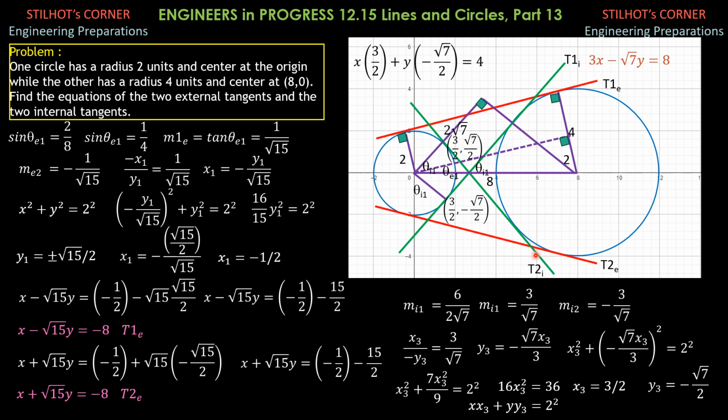For the internal tangent 2, remember the point of tangency here is 3 halves comma positive square root of 7 over 2. So x times 3 halves plus y times square root of 7 over 2 equals 4. And therefore, the equation after multiplying by 2 is 3x plus square root of 7y equals 8. So that's the equation of the internal tangent 2. So that's it for this video.